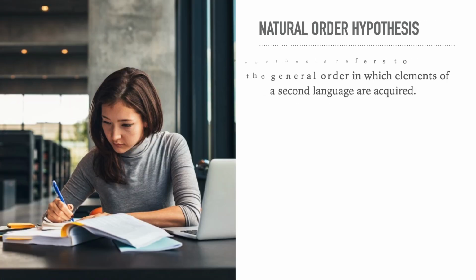The natural order hypothesis refers to the general order in which elements of a second language are acquired. It means that we acquire the grammatical structures of a second language in a predictable order, even though linguists do not have complete understanding of what that order is for every structure in every language.